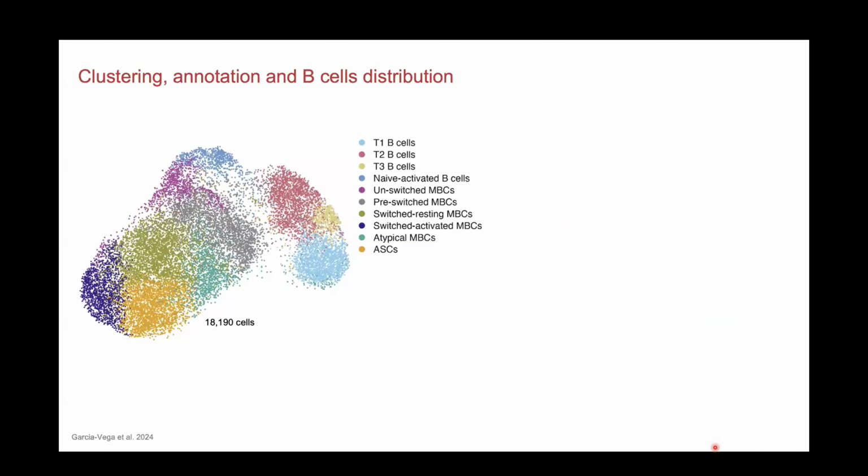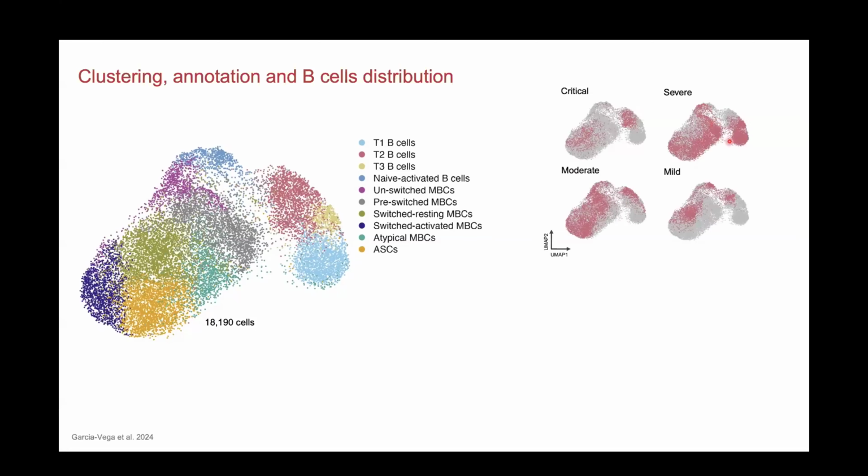And as part of the results, in the clustering and cell annotation, we processed more than 18,000 cells, and we identified 10 different B cell subsets. For example, we identified transitional B cells T1, T2, and T3. We also identified naive activated B cells, 5 different groups of memory B cells, including atypical memory B cells, which are characterized by the low or null expression of CD27 and CD21. And we identified as well antibody secreting cells.